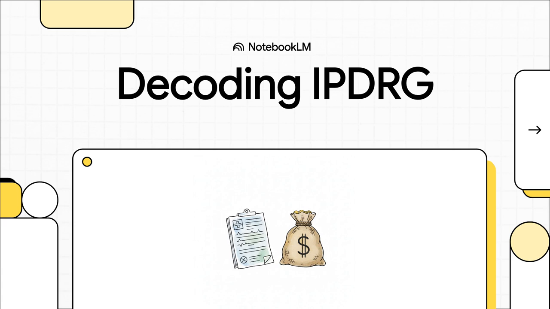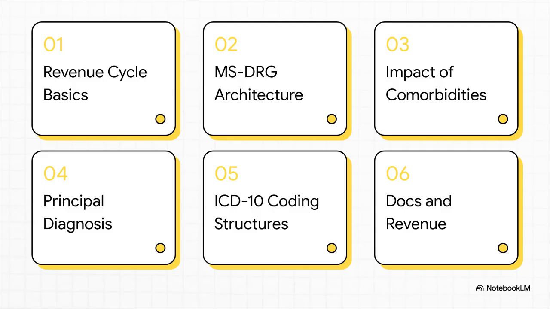Today, we're going to figure out exactly how this complex system turns clinical documentation into actual hospital revenue. To really understand how this works, we need a roadmap. We'll be looking at revenue cycle basics, decoding the IPDRG architecture, the real impact of comorbidities, demystifying the principal diagnosis, mastering ICD-10 coding structures, and finally, tying clinical documentation directly to revenue.